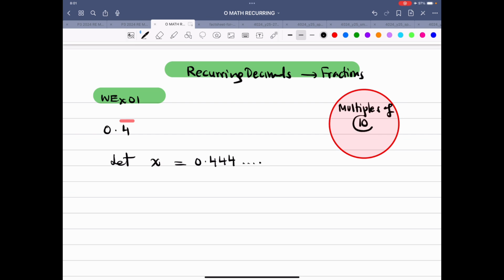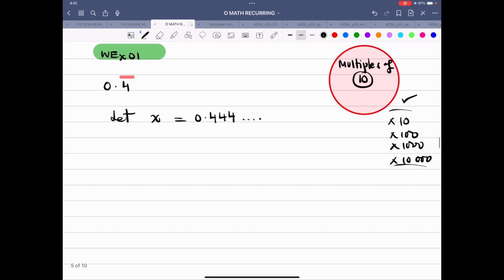That means I could be multiplying by 10, by 100, by 1000, by 10,000 and so on. And you will soon learn why exactly I'm multiplying by 10 in some cases or 100 in others. So let x equal this thing. Let me multiply with 10. So 10x equals 4.4444 and so on.